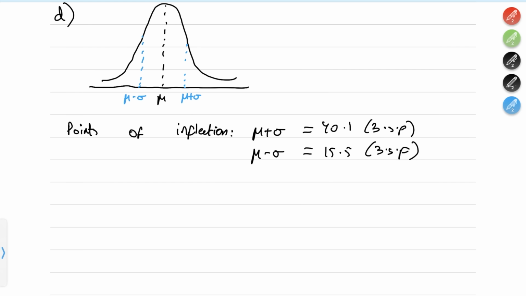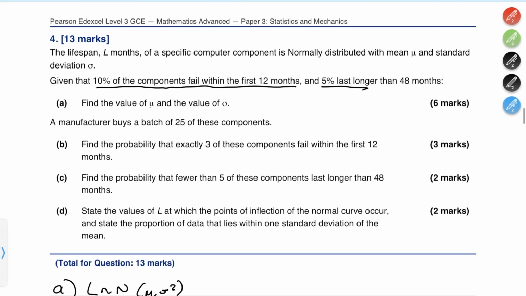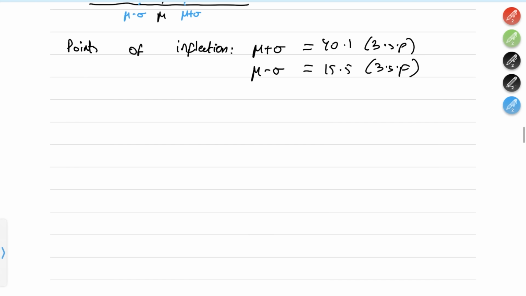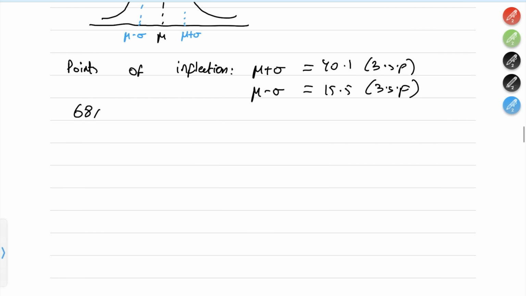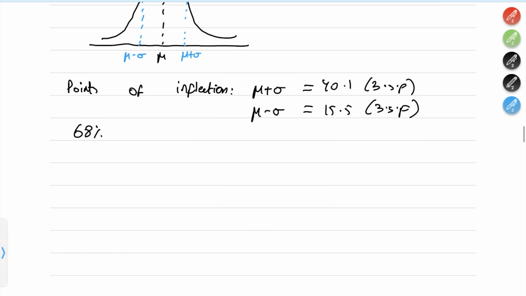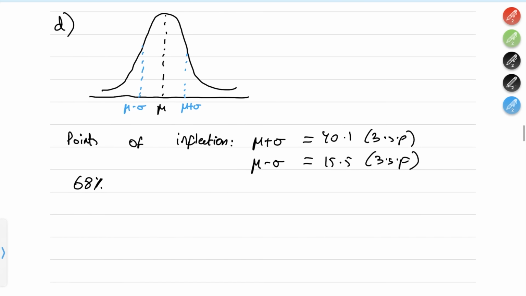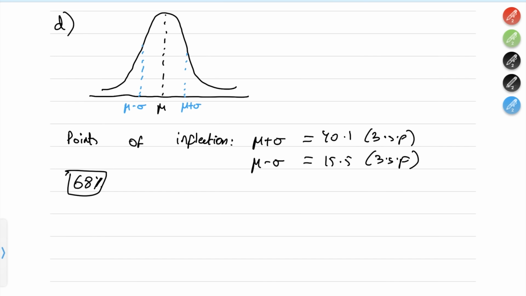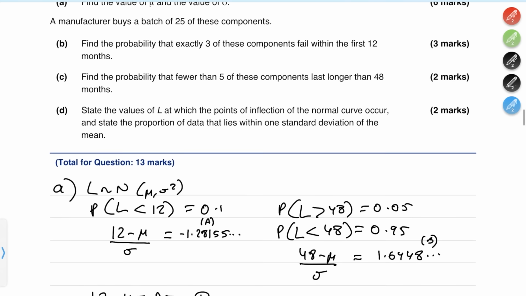And again, this is some knowledge here. What is the proportion of data that lies within 1 standard deviation of the mean? Well, in the textbook, it says that approximately 68% lies within 1 standard deviation of the mean. So we can just write 68% is the proportion. We don't really have to say anything else. Okay, so I just don't need to box that. So that's part D done.